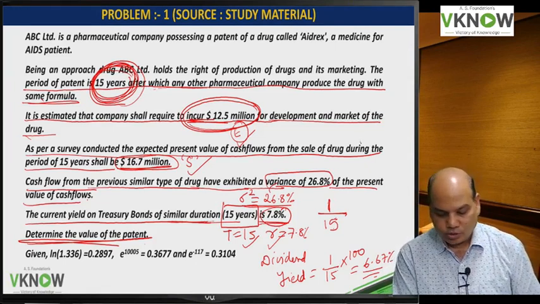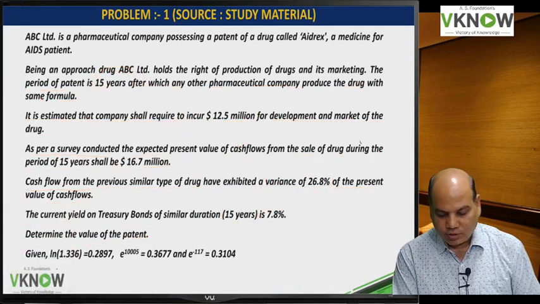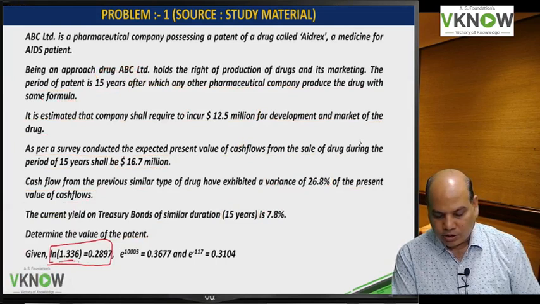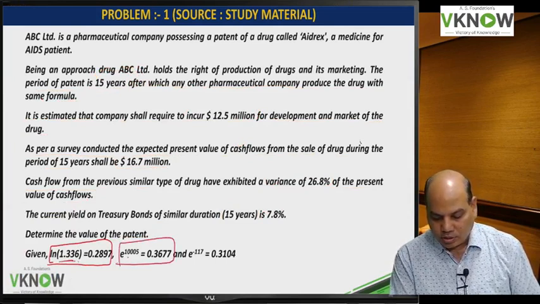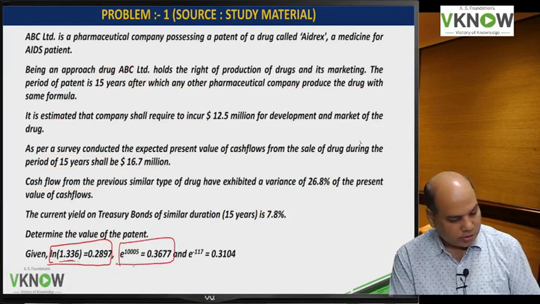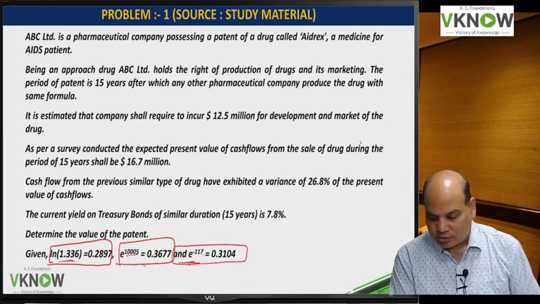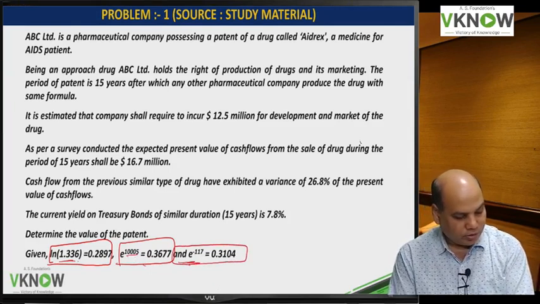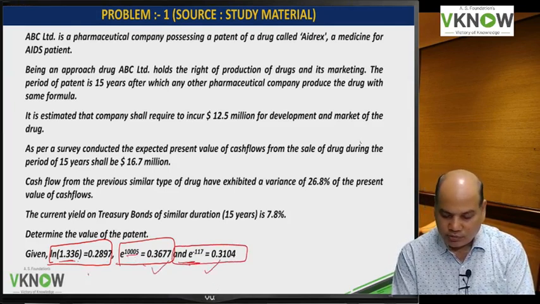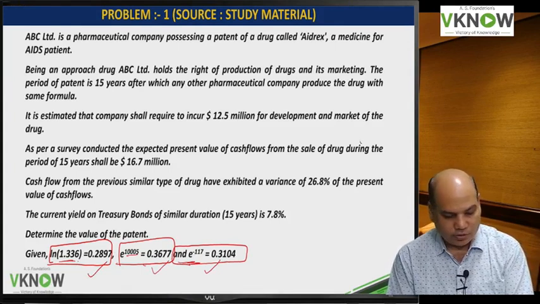Okay, now the institute has given you some factors also. If required, use them. If not required, ignore. This is the natural log of 1.336. This is e to the power... how much is that? We'll see later, we'll do it ourselves. And this is e to the power minus 117. So if required, use it, otherwise you can compute it yourself also.